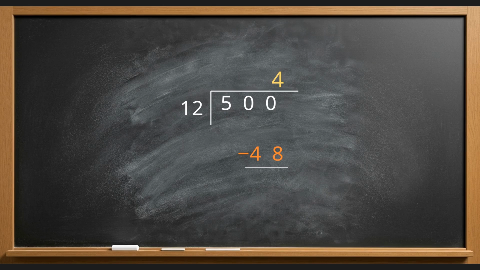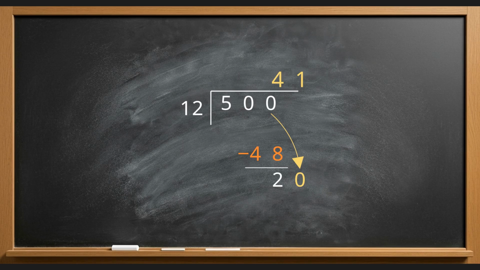Sometimes you'll have a little bit left over. That's called a remainder. Let's try 500 divided by 12. 12 into 50 goes 4 times. Write 4 above. 4 times 12 is 48. Subtract. 50 minus 48 is 2. Bring down the 0 to get 20.